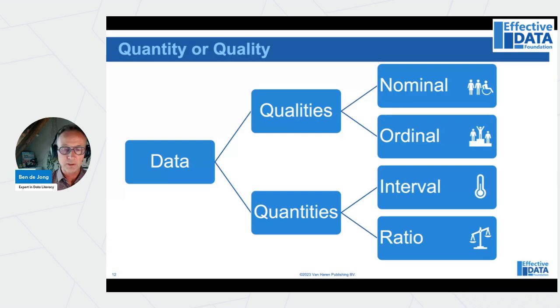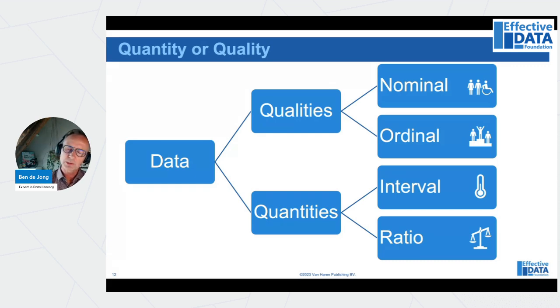Like, for instance, the medals at the Olympics. You got bronze, silver, gold. It's a medal, but it's something ordinal. There's an order in the data. And then you got the quantities, the interval and the ratio. Interval data has a zero point that doesn't mean nothing. For instance, temperature: 0 degrees Celsius is the point at which water becomes ice, and 100 is where it boils.